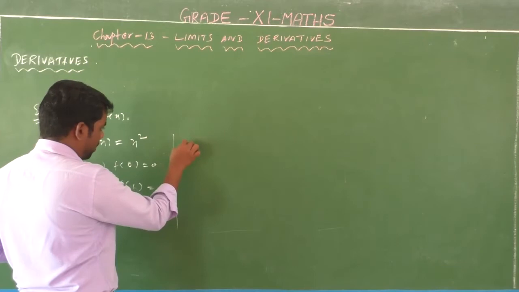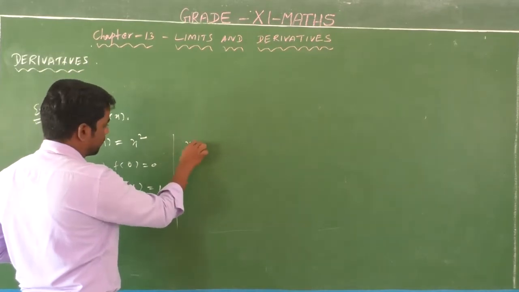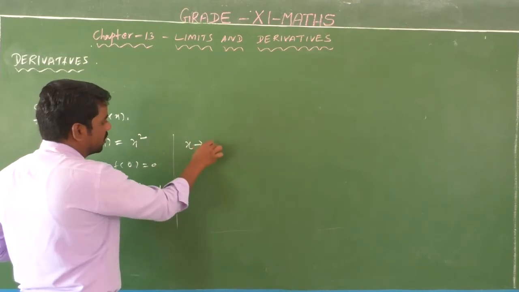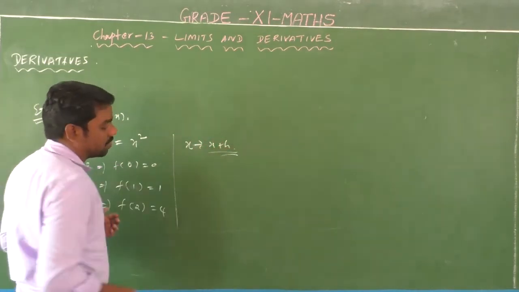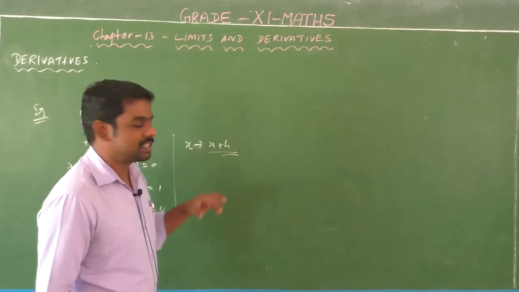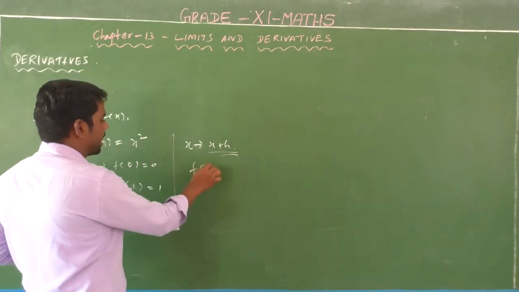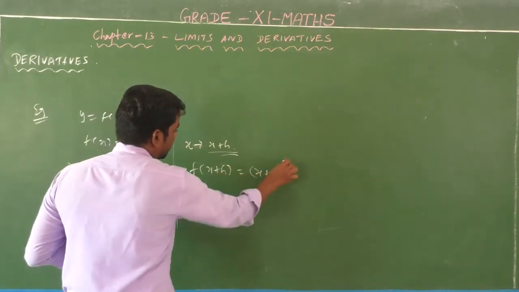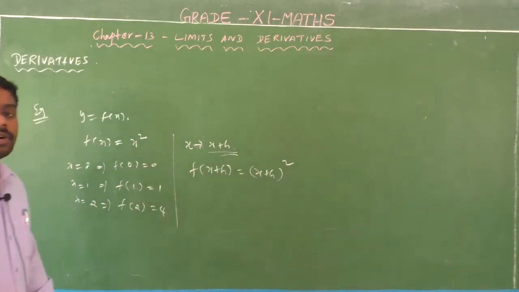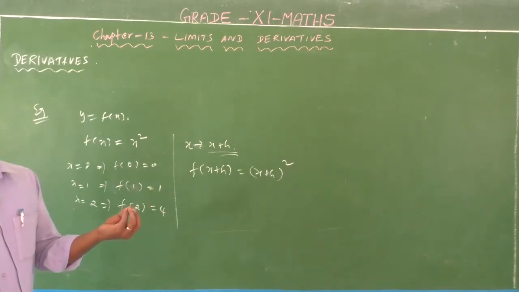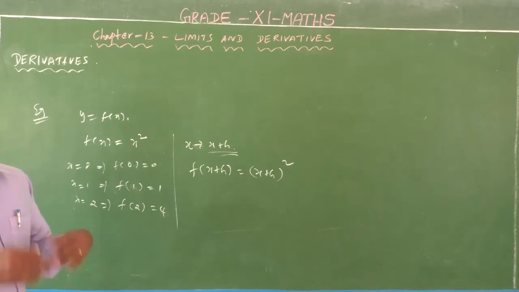Similarly, if x changes to x plus h, x changes with respect to h. So in the function, x changes by a small difference, that means x plus h. So f of x plus h is equal to x plus h the whole square. h is a very minimum parameter. That means h tends to 0. h is a small change in x.